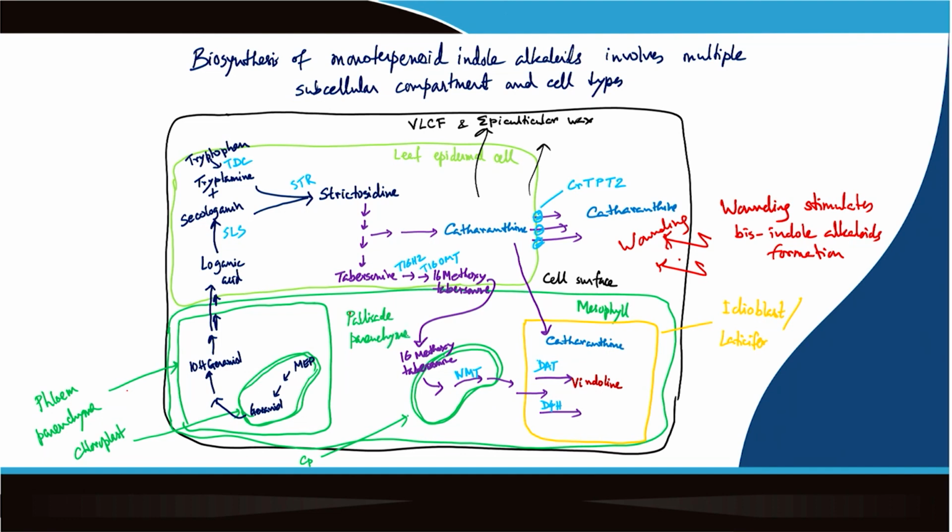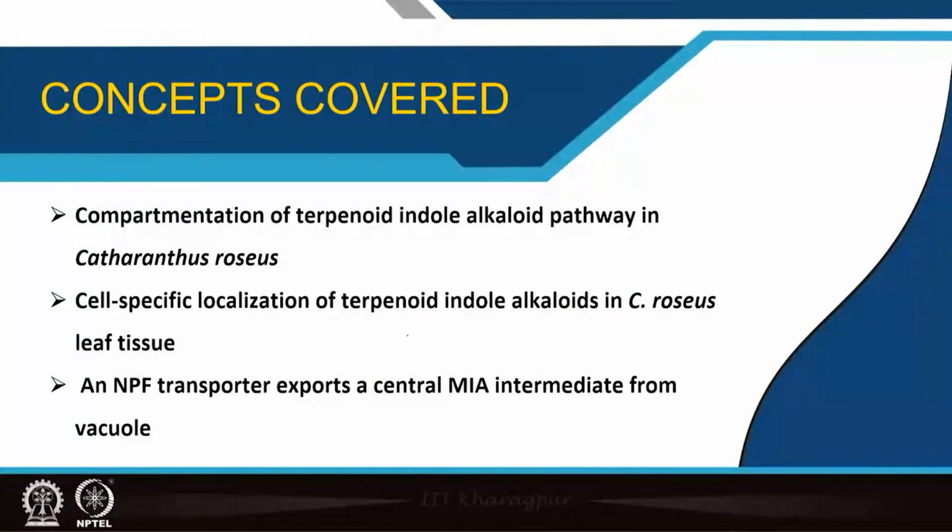Okay. Once this is clear, and I have also mentioned that the idioblast contains enzymes like D4H and DAT, and the leaf epidermis contains most of the enzymes of this pathway. Okay. So, now with this I move into the next point of our discussion. Let us go to the slide. So, cell specific location of terpenoid indole alkaloids in Catharanthus roseus leaf tissue.